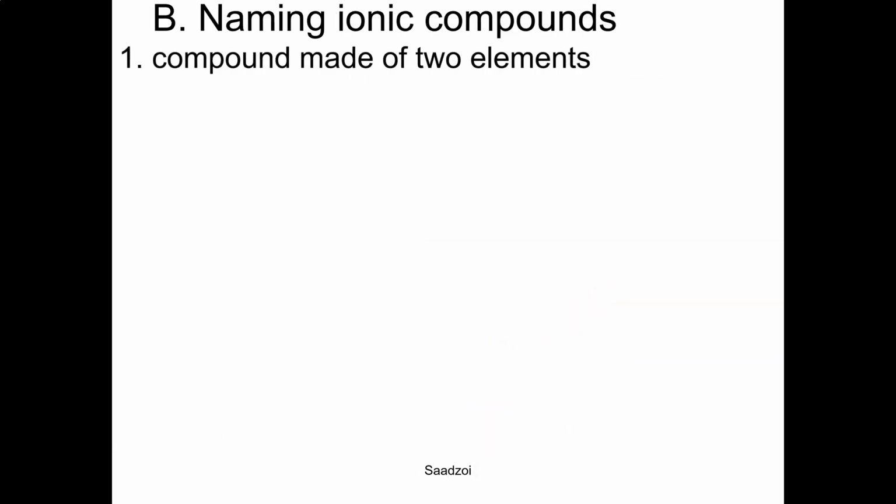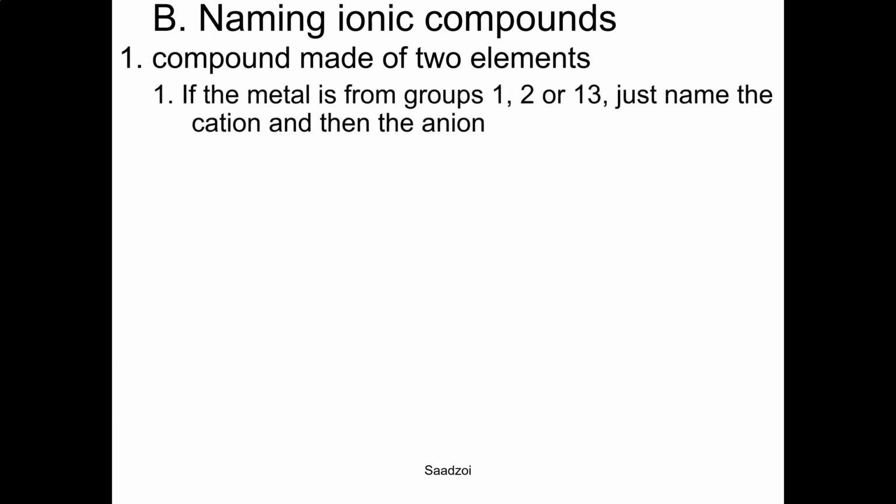All right, naming ionic compounds. Compounds made of 2 elements are the first step we're going to go over. Metals from group 1A, 2A, and 3A or 13. 13 is the same thing as 3A, depending on which system you're using. Let's just put 3A instead of crossing it out.